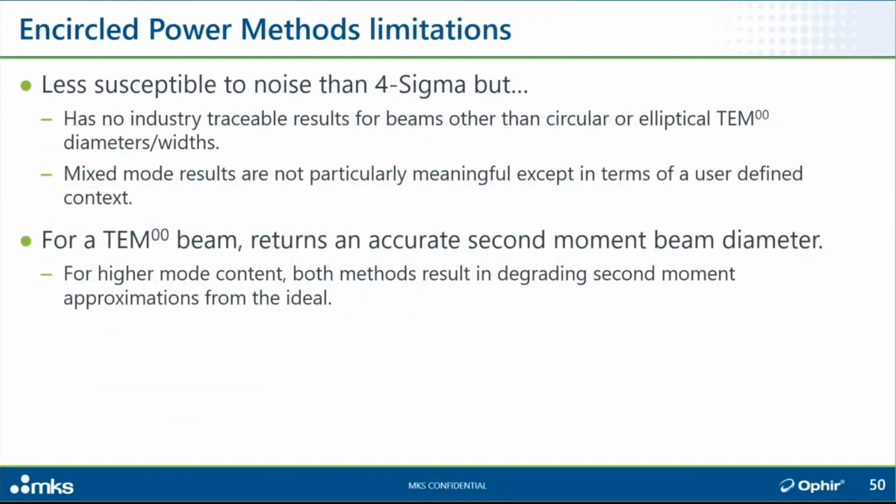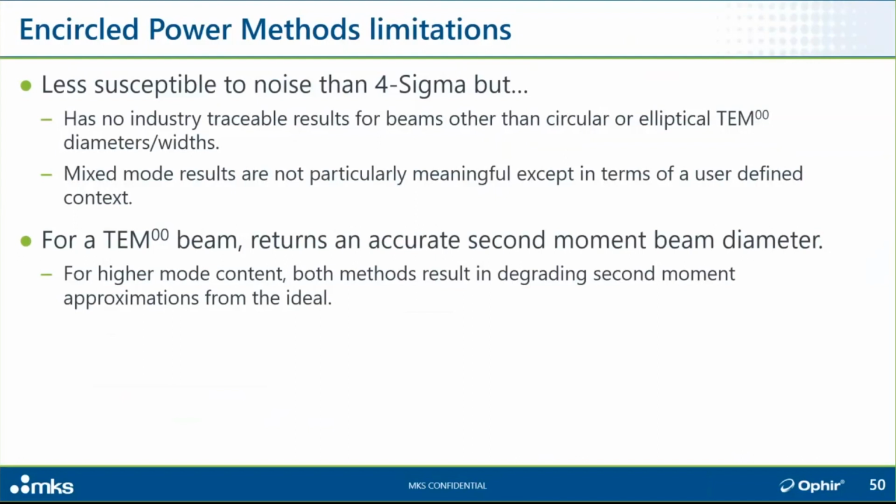The encircled power methods do have some limitations. They are less susceptible to noise than 4 sigma, but there are not industry traceable results for beams other than the circular or elliptical, near TEM00 beams. Mixed mode results may not be particularly meaningful, except for a custom application where you've been able to characterize what those results mean in your application. For a TEM00 beam, both of these methods will return accurate second moment diameters.